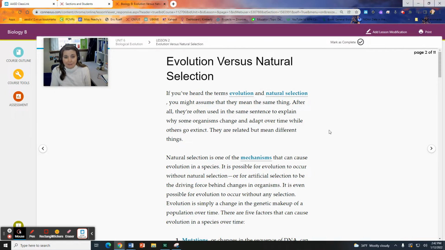All right, so you maybe have heard of the terms evolution and natural selection. That's where this begins. A lot of people use these two interchangeably as though they mean the same thing. And they don't. They're talking about the same idea, but evolution is change over time. It's organisms and looking at the fact that they do change over time.